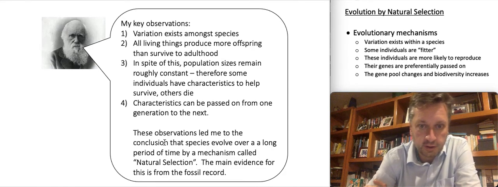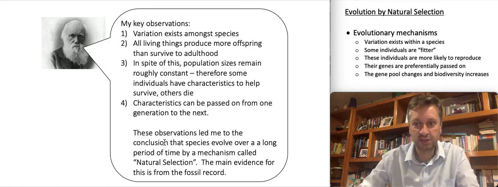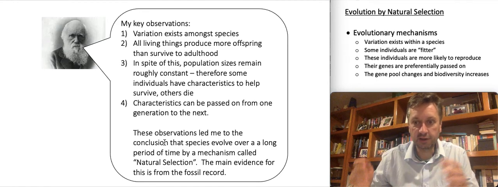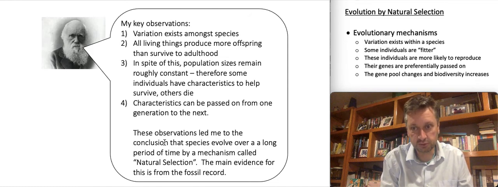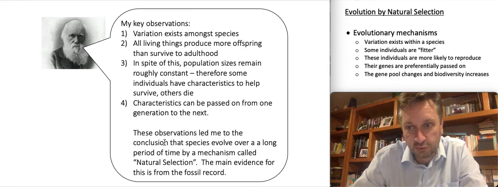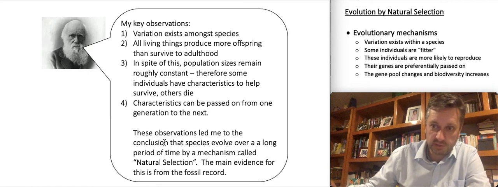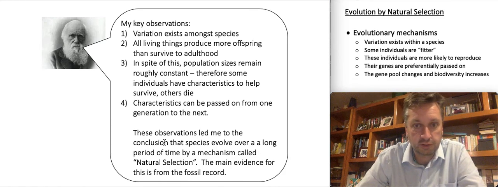His observations led him to conclude that all species evolve over a long period of time, and he came up with the idea of the mechanism that drives that as natural selection. The idea that nature is able to select some individuals due to their beneficial characteristics for survival, and others for death. The evidence for this is all around us in the fossil record. And the fossil record, as I've already said, spans 3 billion years of evolution of life on Earth.